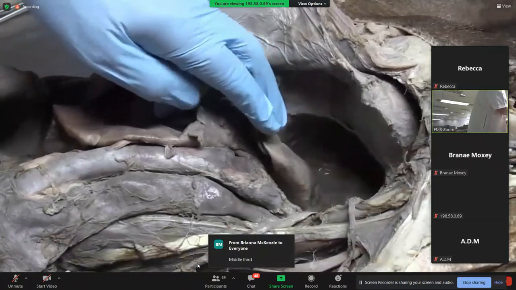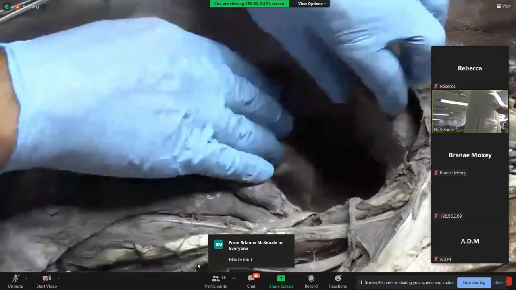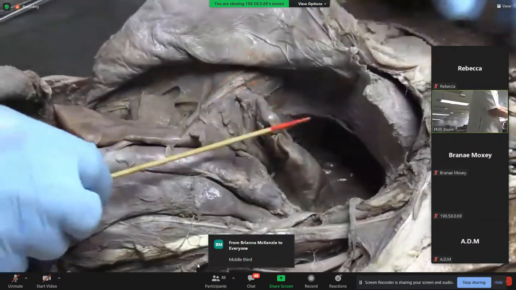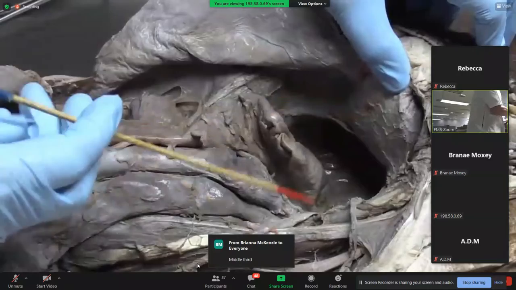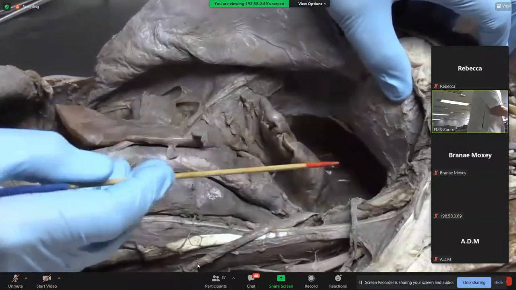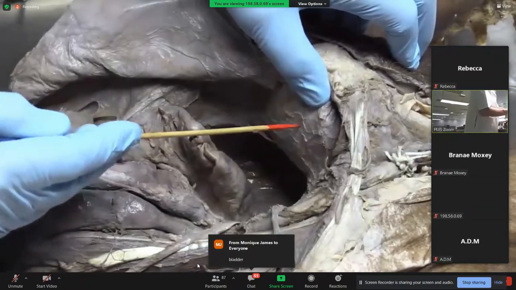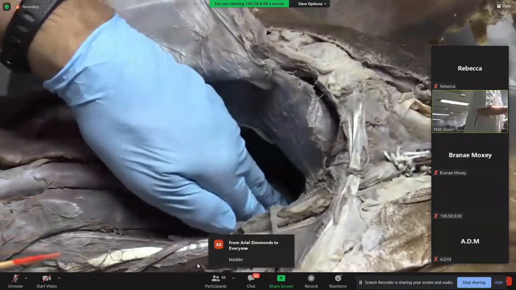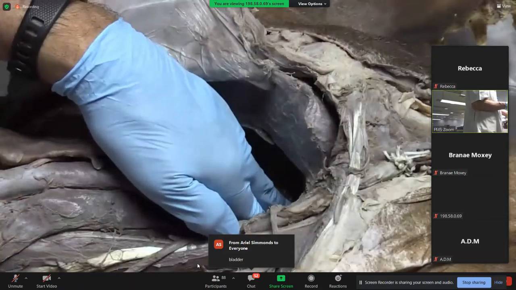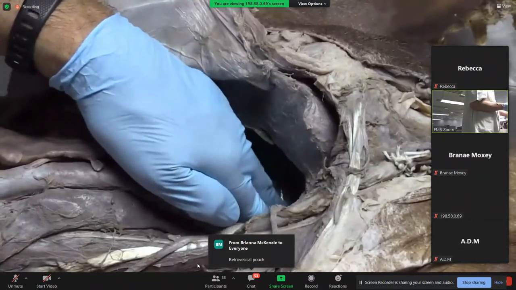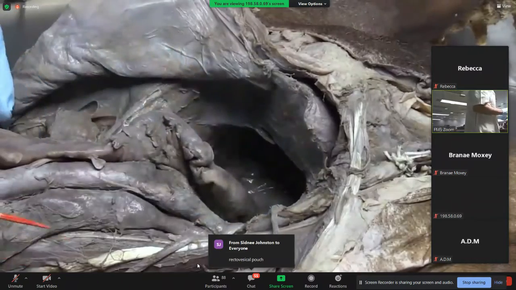Then we have, anybody can tell me what this organ is? This is a male. But you can see that there, okay? So what organ is this we're looking at? This is the bladder, right? And here is what pouch? What's the name of the pouch here in the male? The rectovesical pouch. All right, okay?